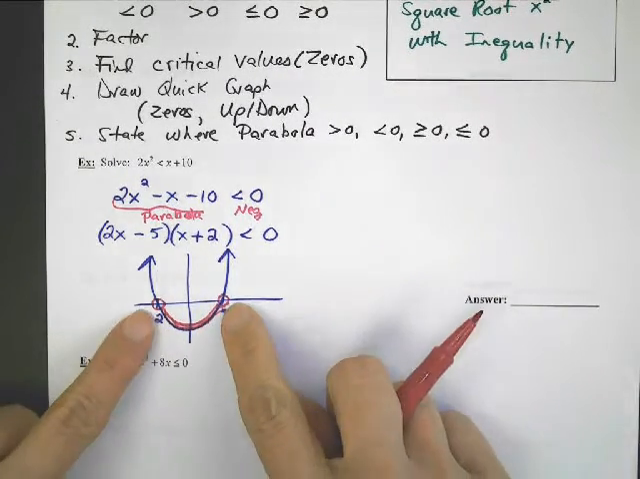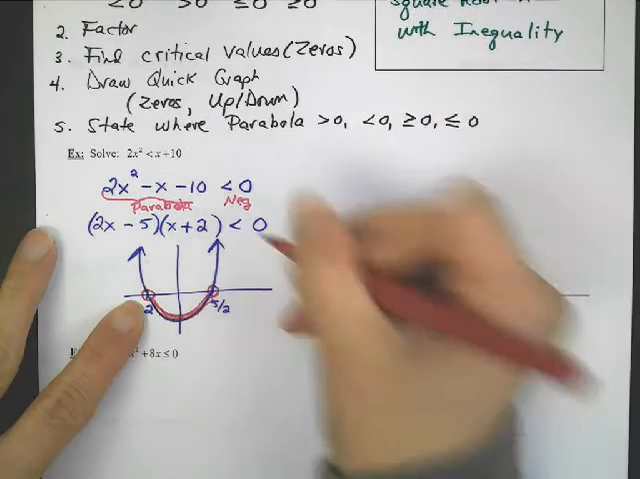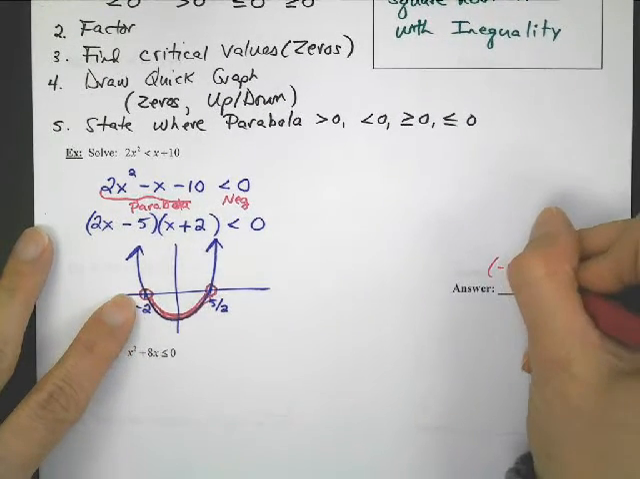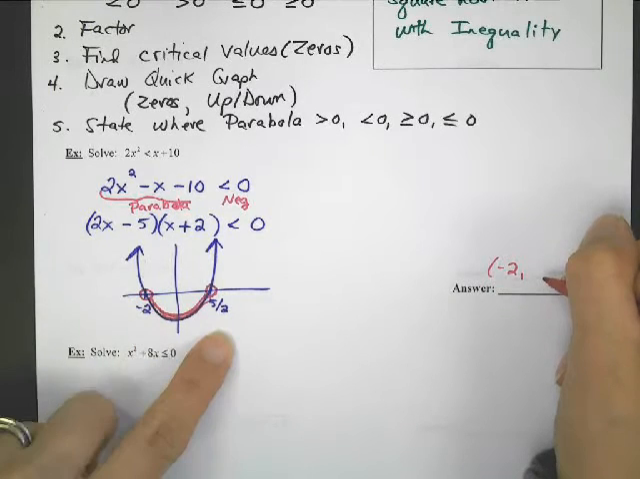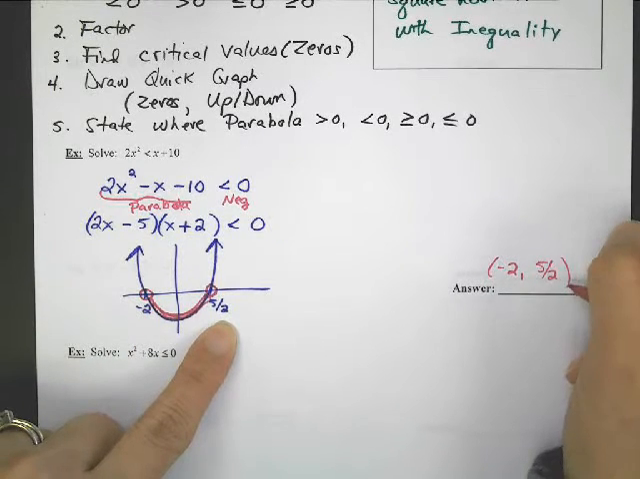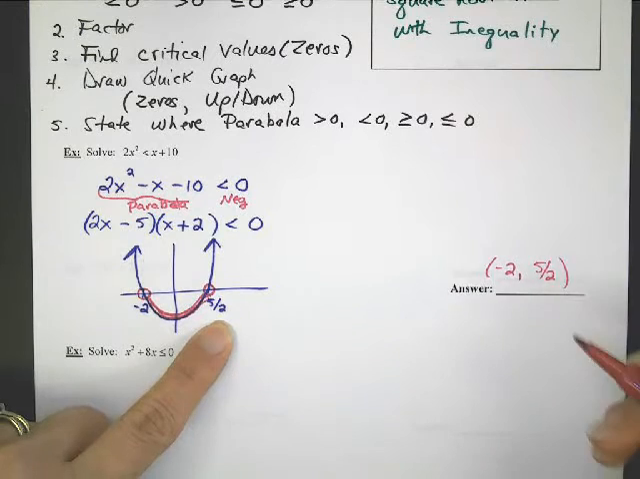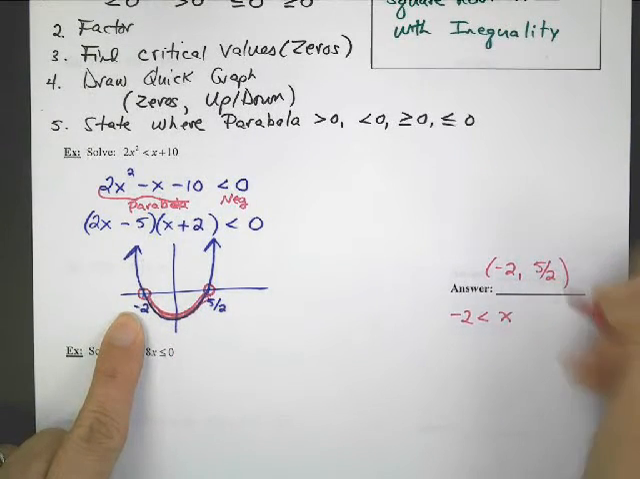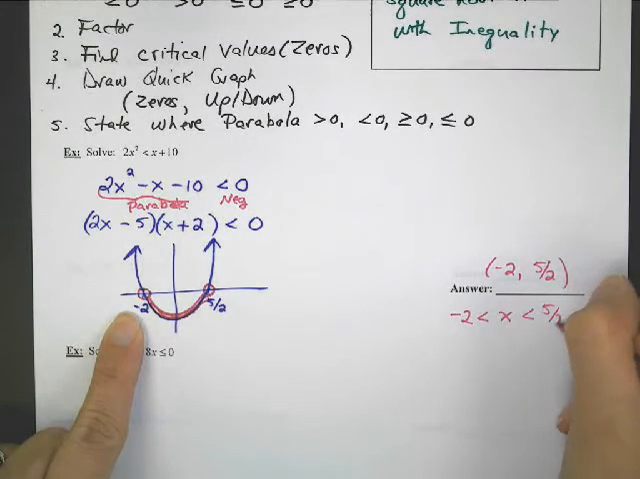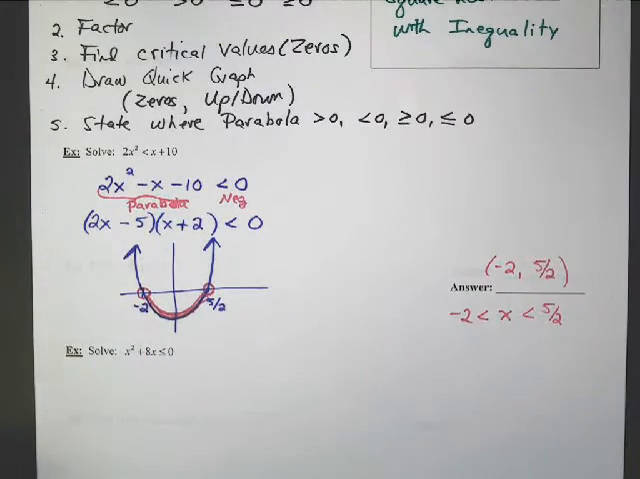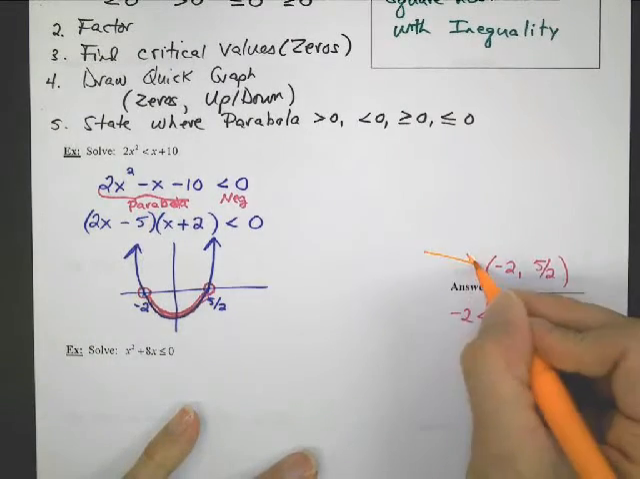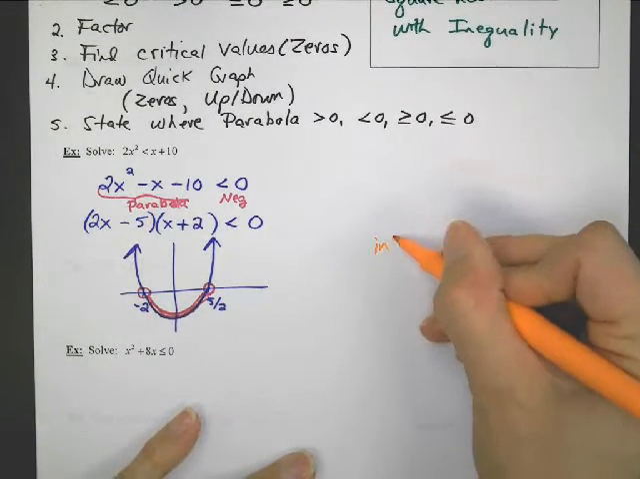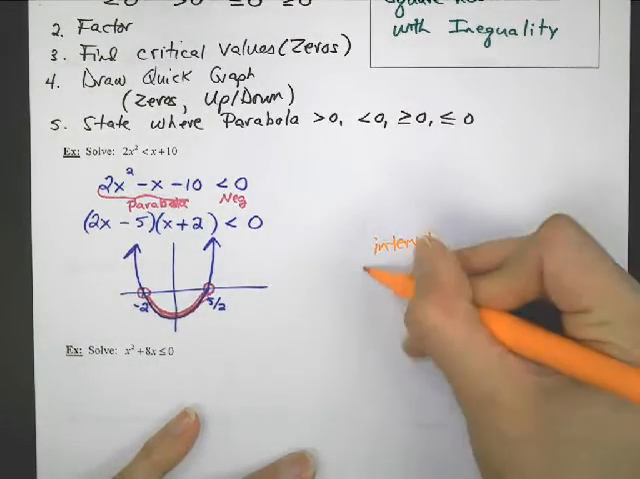Since those are open bubbles from the left hand sign, I'm going to say negative 2, parentheses, up to 5 halves. You could also use the inequality notation, say negative 2 less than x less than 5/2. Okay, and let's just remind everyone what those are called. When it's parentheses and brackets, that's called interval notation.